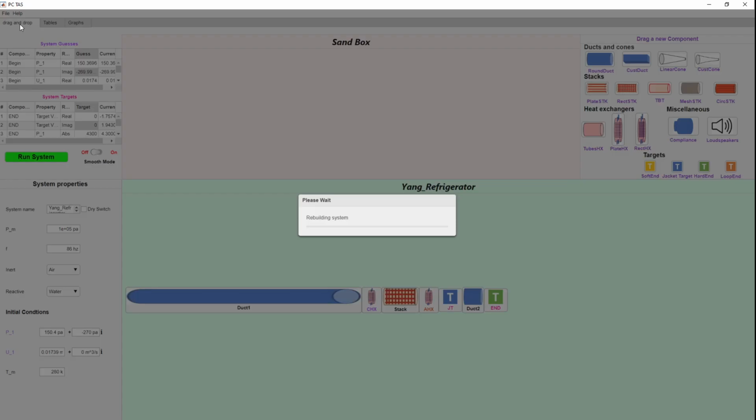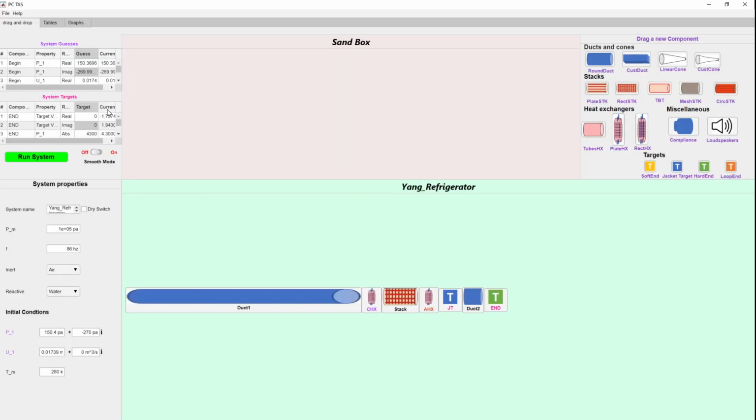So that was all for today. We talked about guesses and targets. We understood how to add guesses and targets and how to run the system with guesses and targets. And we'll discuss the remaining issues in the third and last tutorial.